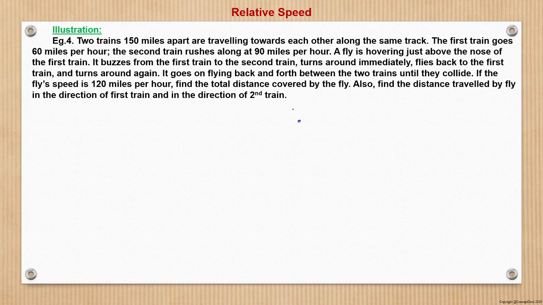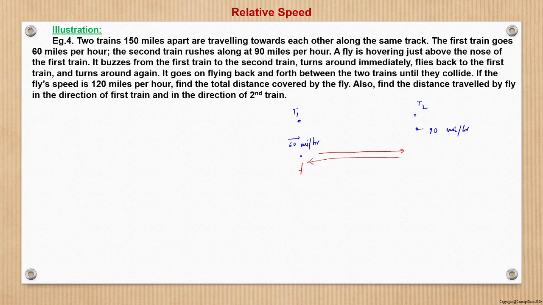So this is one train. Let it be T1. This is another train T2. T1 is moving at a speed of 60 kilometer per hour, and T2 is moving in the opposite direction at, sorry, it's 90 miles per hour. Now a fly is hovering just above the nose of here. So there is a fly which is moving constantly, going like this, then coming back.